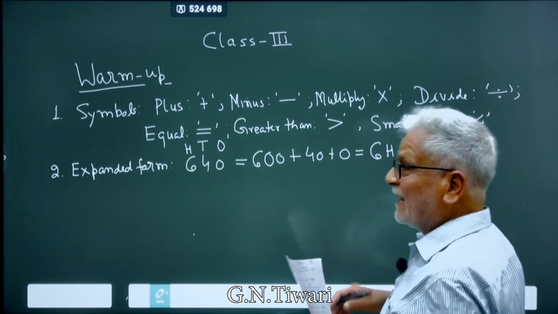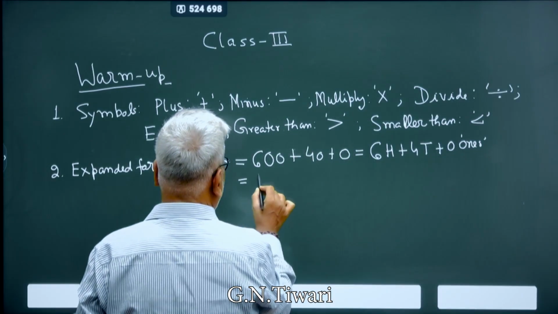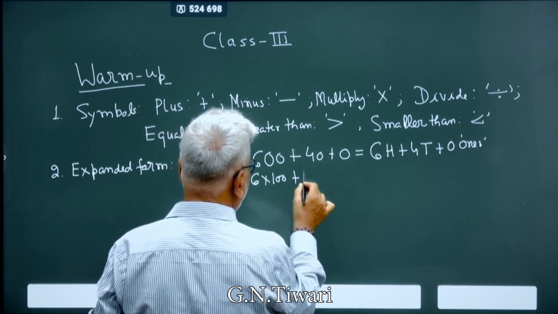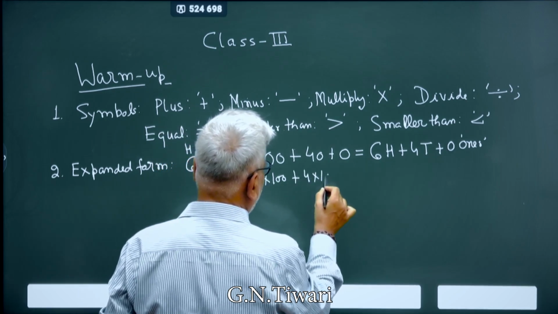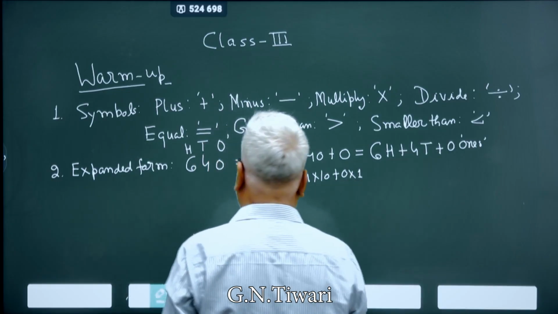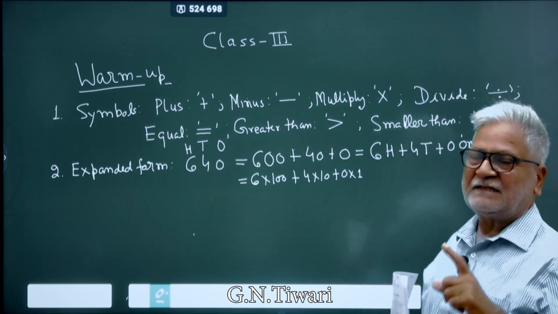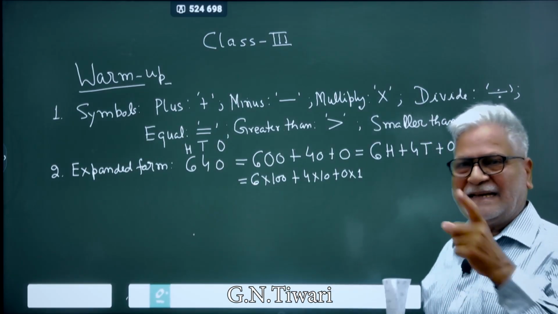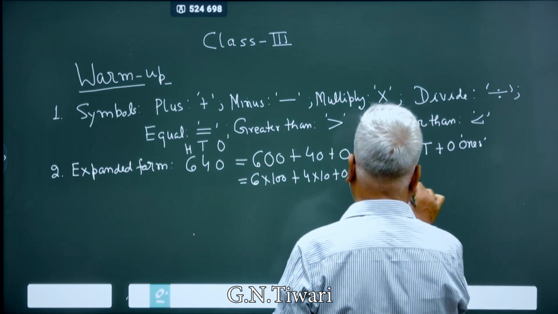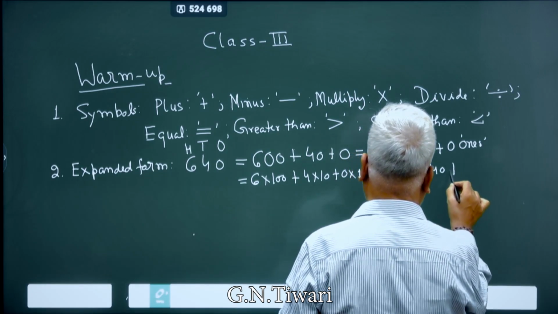Now again it can be explained in that way. Here 6 into 100 plus 4 into 10 plus 0 into 1. But you have to make sure that if you multiply 0 by any number, it is always 0, and because of that it becomes 600 plus 40 plus 0.